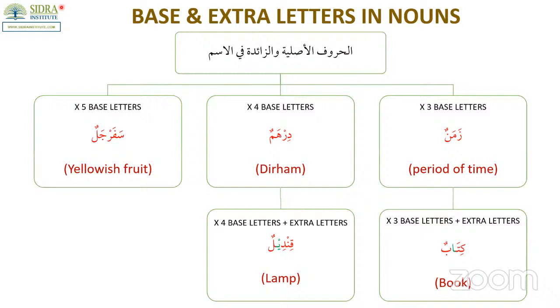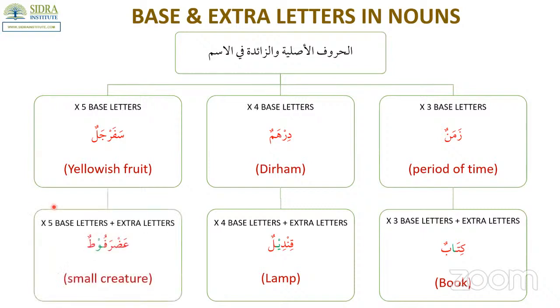Then we have this word here. We can even have five base letters in nouns. Remember, we're covering nouns here, not verbs. So safarjalun, which is a yellowish fruit. It's used for preservatives, I think, something like that. In this word, sin, fa, ra, jim, lam, all these letters are considered to be base letters. And we can obviously have five base letters along with an extra letter.